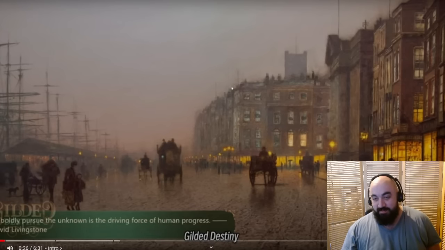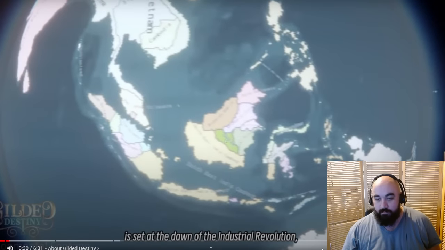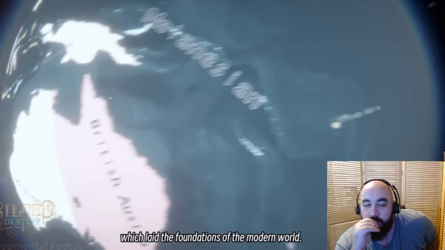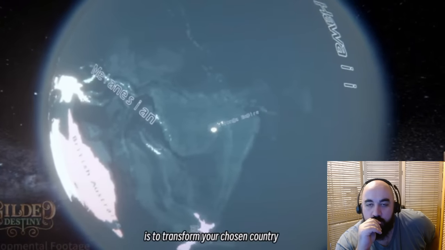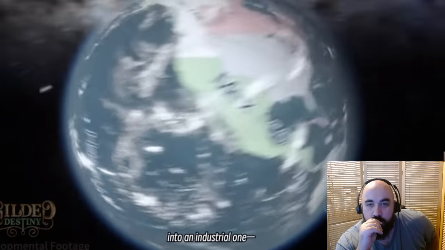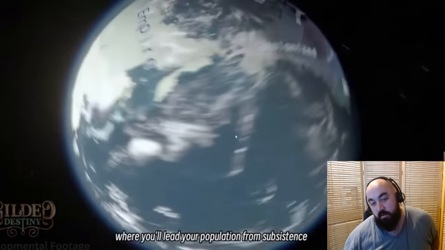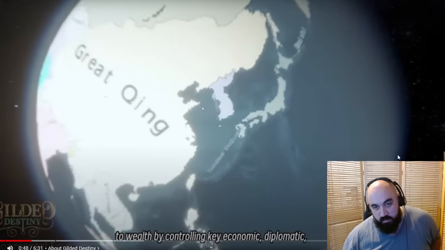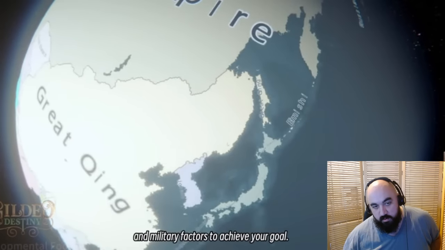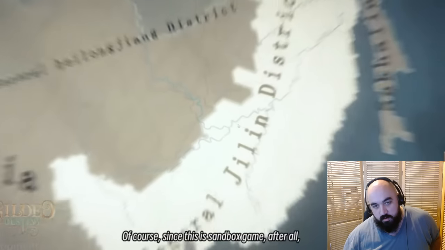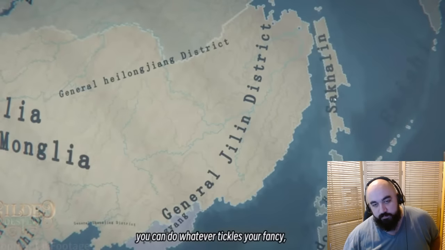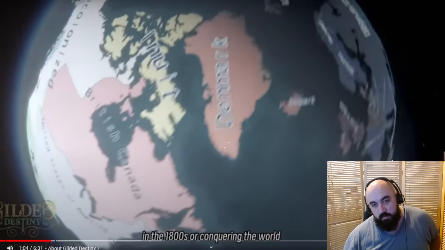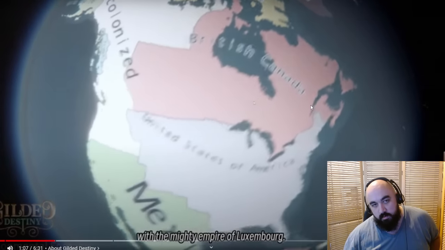And more details. Gilded Destiny is set at the dawn of the Industrial Revolution, allowing players to live through the intricacies and challenges of the era, which lay the foundations of the modern world. The game's central goal is to transform your chosen country from an agrarian society into an industrial one, where you lead your population from subsistence to wealth. The map looks dope and doesn't seem to be lagging. By controlling key economic, diplomatic, military factors to achieve your goal. Of course, since this is a sandbox game after all, you can do whatever tickles your fancy, no matter how ridiculous. Whether it's attempting to industrialize the Qing Dynasty in the 1800s or conquering the world with the mighty Empire of Luxembourg. Oh, is Inuit playable?